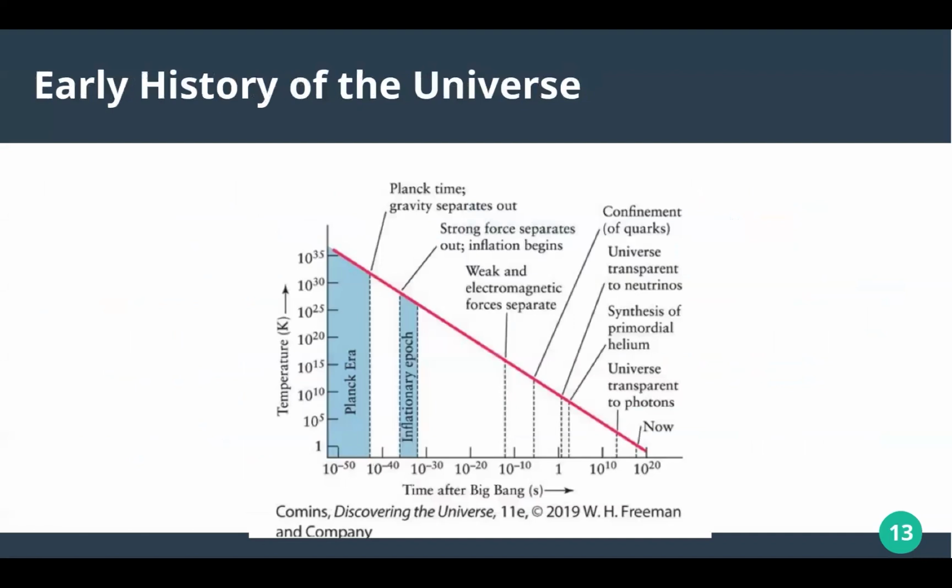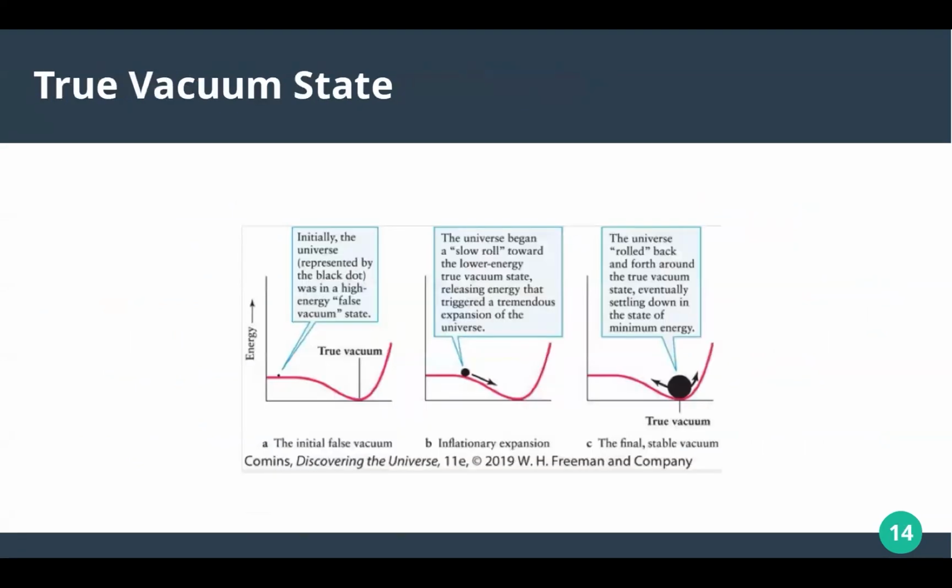So looking through the history of the universe, we can see how hot it was linearly through the time after the Big Bang. So you start at the Planck time, gravity separates out, strong force separates out, inflation begins at the inflationary epoch. Weakened electromagnetic forces separate, and then confinement of quarks, universe transparent to neutrinos, synthesis of primordial helium, universe transparent to photons, and now. Now, what is the inflationary state?